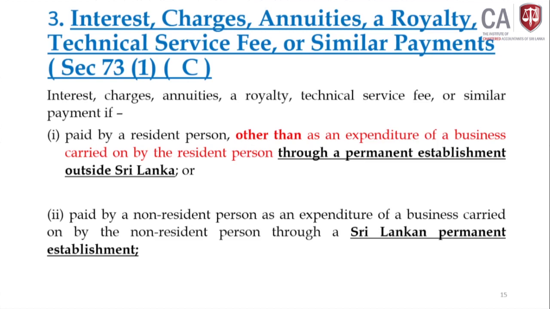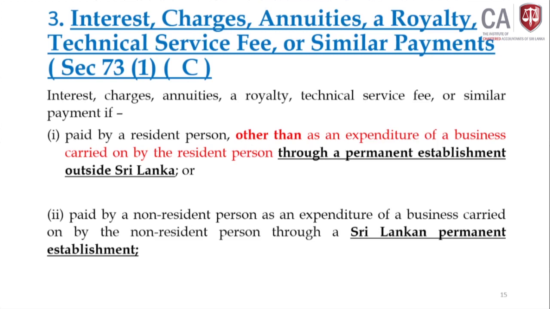This is one of the sections covering a lot of sources of income: interest, charges, annuity, royalty, technical service fee or similar payments. Now, interest, charges, annuity, royalty, you all know it's covered under investment income in the assessable income part. A technical service fee may be a specified fee, or any similar payment like that, section 73 subsection 1C. We will see what is the provision.